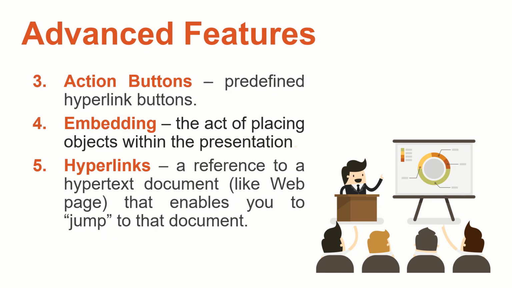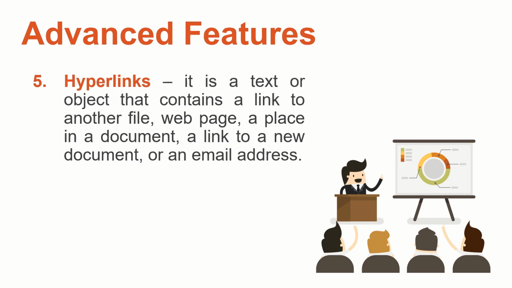Third is the action button, which is a predefined hyperlink button. Fourth is the embedding, the act of placing objects within the presentation. And number 5, we have the hyperlink, a reference to a hypertext document like a web page that enables you to jump to that document or to jump from one slide to another slide. A hyperlink is a text or object that contains a link to another file, web page, a place in a document, a link to a new document, or an email address. Later on we will have a demonstration for these different features of Microsoft Office PowerPoint.